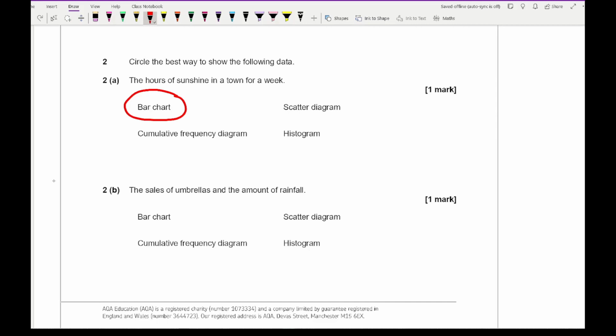For the second question, it says the sales of umbrellas and the amount of rainfall. These are both going to be numbers, and so what we'd go for is a scatter diagram, because again you're looking for a relationship between the sales of umbrellas and the amount of rainfall.